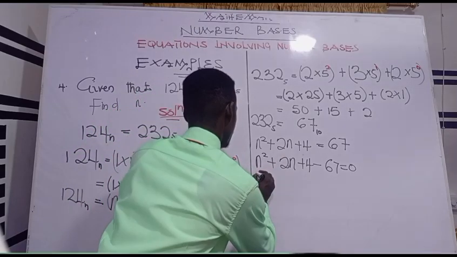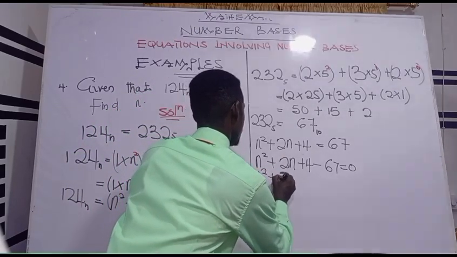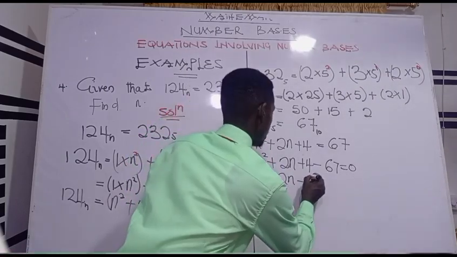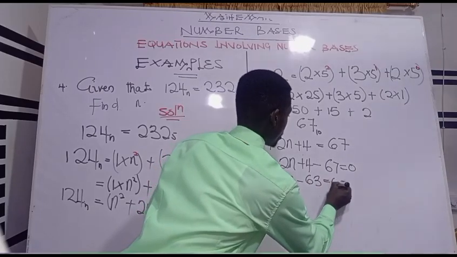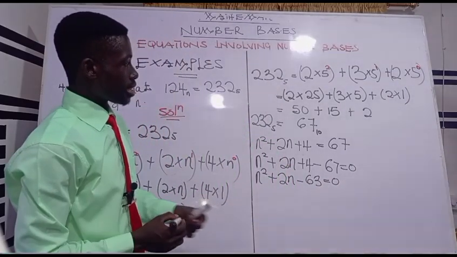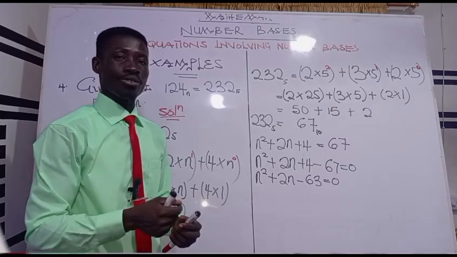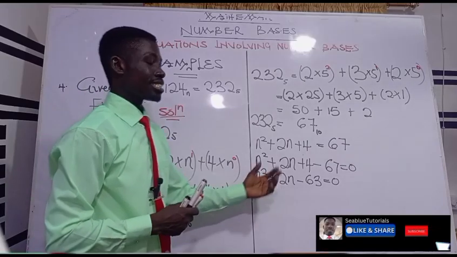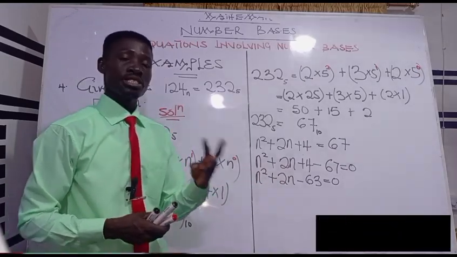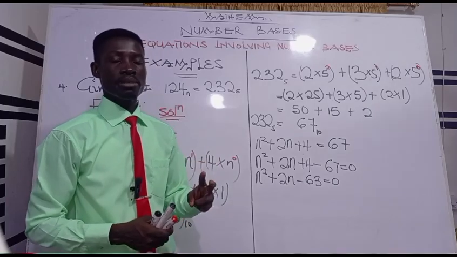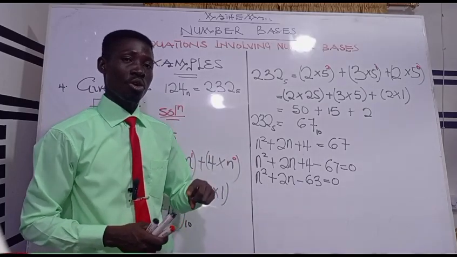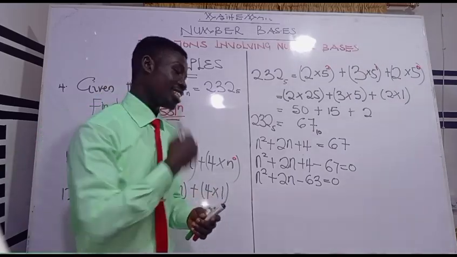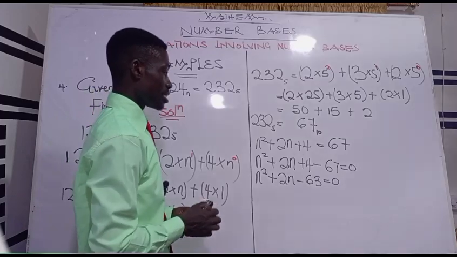So we have n squared plus 2n, 4 minus 67 will give us, I think, negative 63, equal to 0. So you realize that at this very point, we have what we call a quadratic equation. And we have so many methods in solving a quadratic equation. You can use the completing of squares, you can use the factorization method, you can use the quadratic formula, also known as the almighty formula, and you can also use the calculator. Good. So let's use the factorization method.